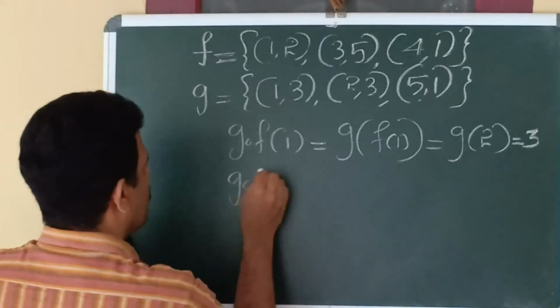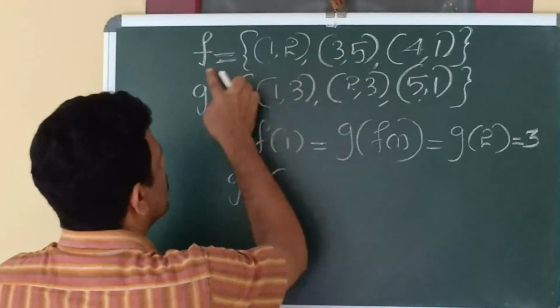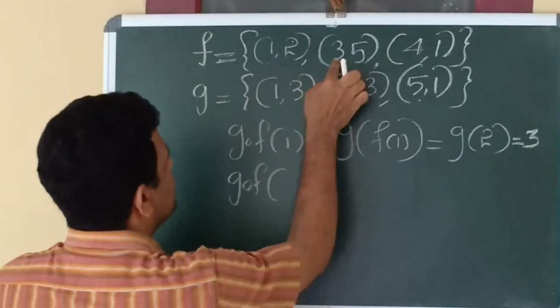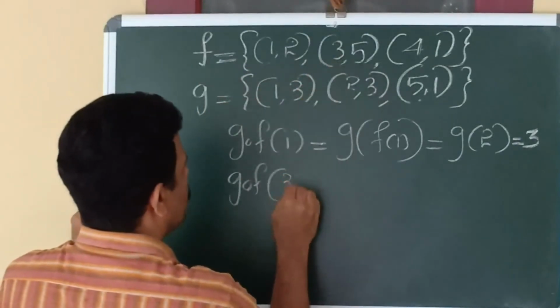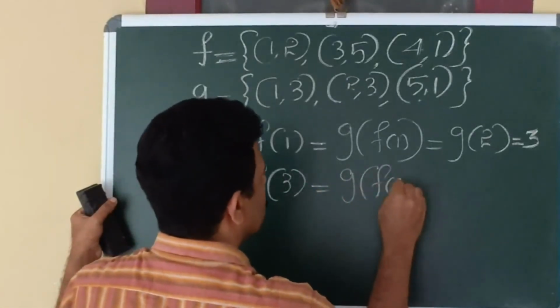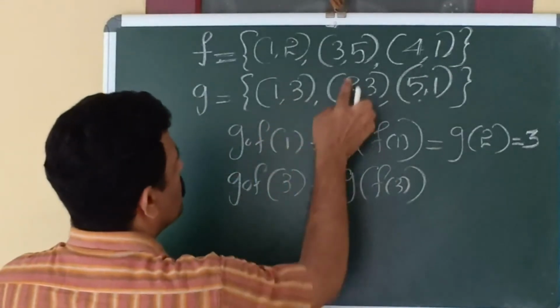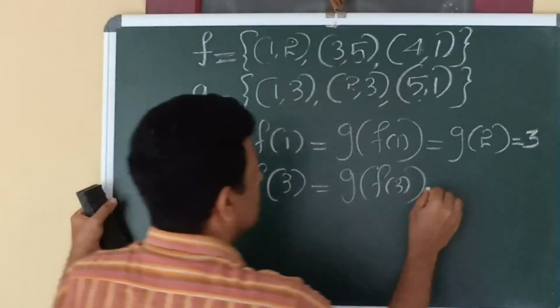Now, g dot f of the second element in the domain of f, that is 3. Therefore, g dot f of 3 is equal to g of f of 3. Here we can see that f of 3 is equal to 5. That is g of 5.